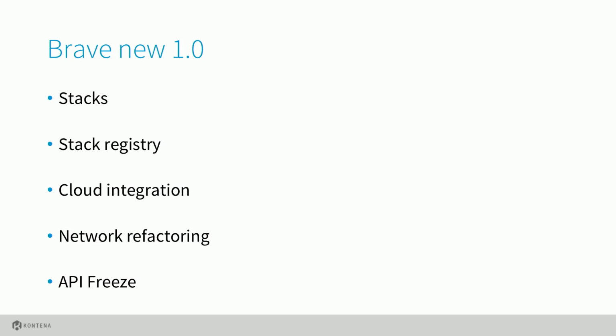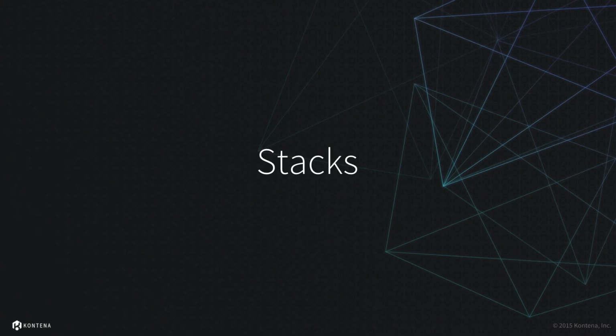And then of course, as we are following the semantic versioning principles as much as humanly possible, 1.0 of course means also API freeze. So the Kontena API is really now following the semantic versioning. So we will not do any backwards incompatible changes in the 1.x releases, only adding something and fixing bugs on that side. Okay, let's take a bit closer look at the stacks.